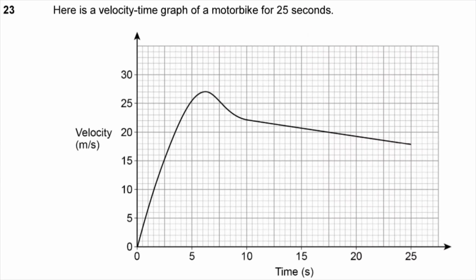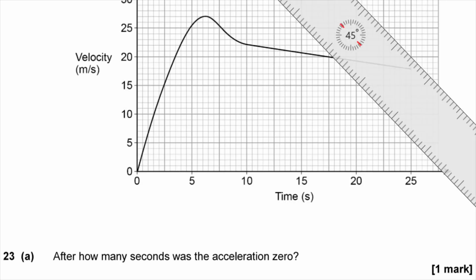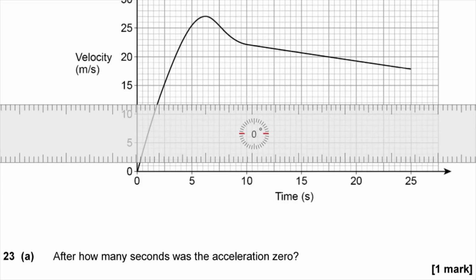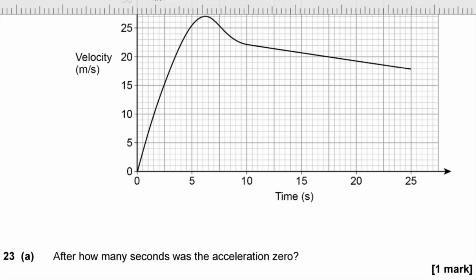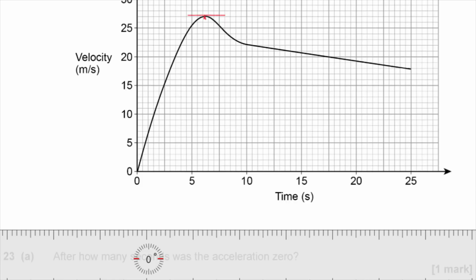Question 23. Here is a velocity time graph of a motorbike for 25 seconds. After how many seconds was the acceleration 0? Okay, well the acceleration is going to be the gradient of the velocity time graph, and the acceleration is 0 when the graph is flat. So you can see, where is it flat? It's going to be flat here at this point, or more in particular right in the middle of there. So at that point there, look, it's flat.